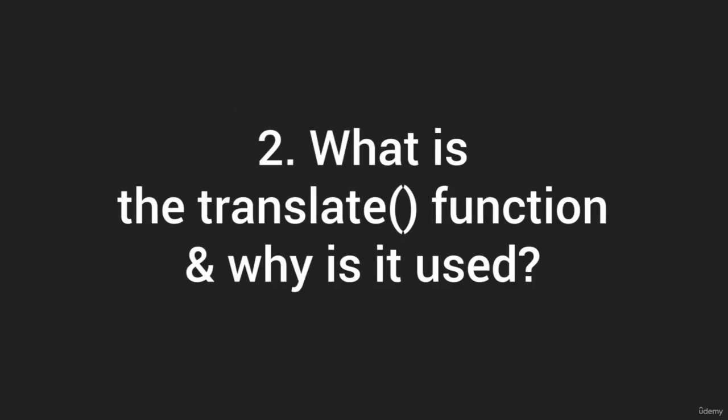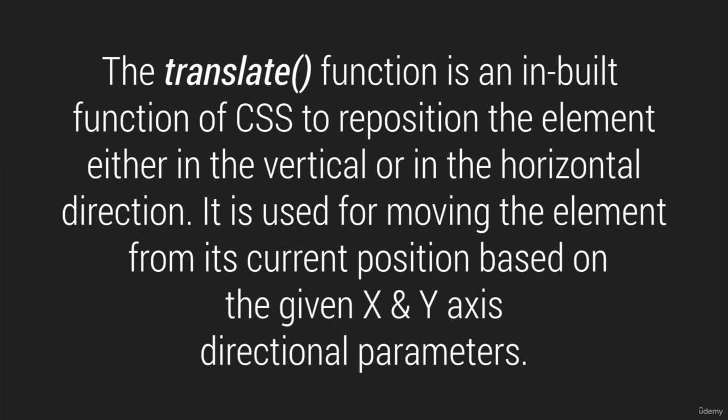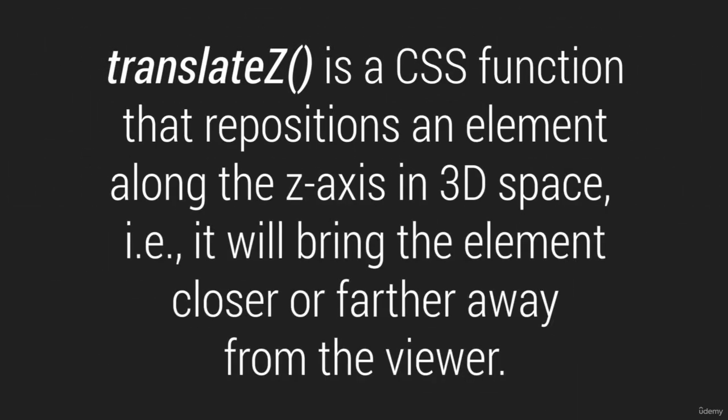What is the translate function and why is it used? The translate function is an inbuilt function of CSS to reposition the element either in the vertical or in the horizontal direction. It is used for moving the element from its current position based on the given X and Y axis directional parameters. The third question is, what is translateZ? The translateZ is a CSS function that repositions an element along the Z-axis in 3D space. That is, it will bring the element closer or farther away from the viewer.